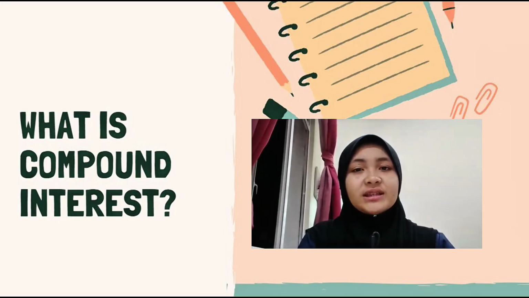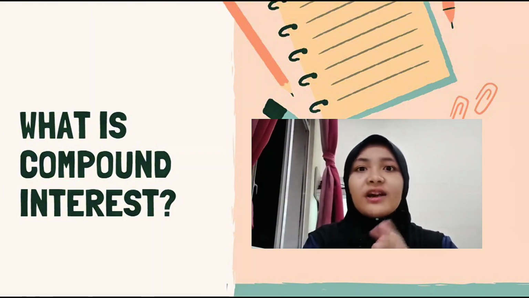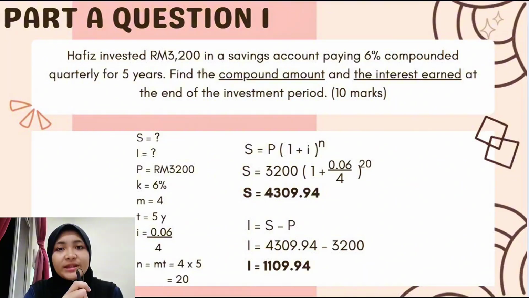So, what is compound interest? Okay, compound interest is based on the principal amount which changes from time to time. It's basically interest on interest. Interest earned is compounded, or converted into principal, and interest is earned thereafter. So, let's move on to the question, part A, question 1.